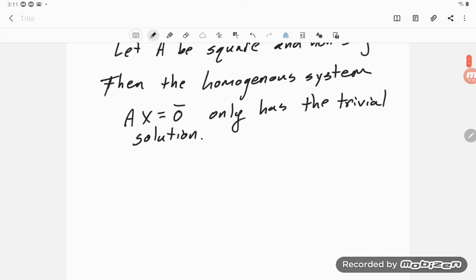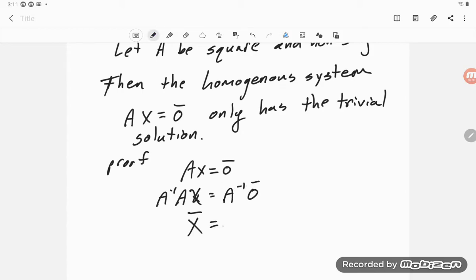And so, again, that's the whole uniqueness thing and so forth, right? Proof, you simply start with your AX equals 0, multiply both sides by A inverse. And you get that X equals A inverse times 0, X equals 0. So it's just the trivial case. Okay, so that's good to know.